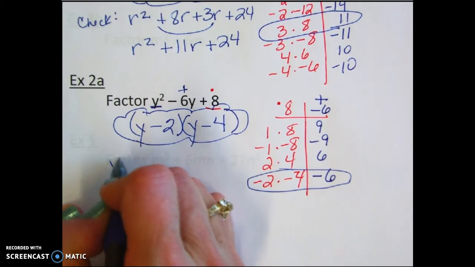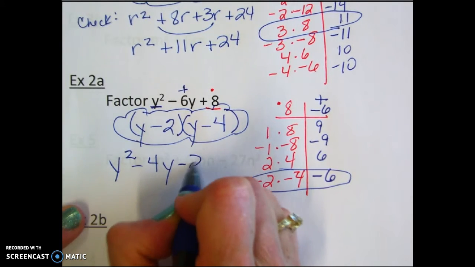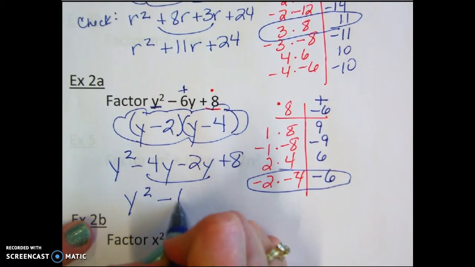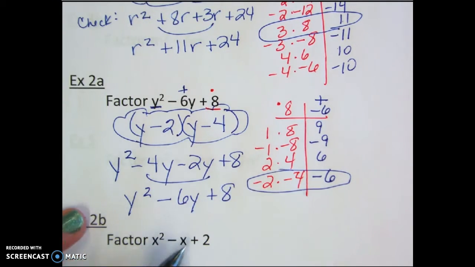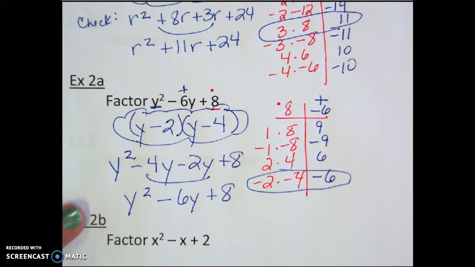Multiply. First, outer, inner, last. Combine your like terms. And this does give you what we started with: y squared minus 6y plus 8. So always double check to make sure what you think it factors to is what it really factors to. But that's what we're going to be looking at in this section.